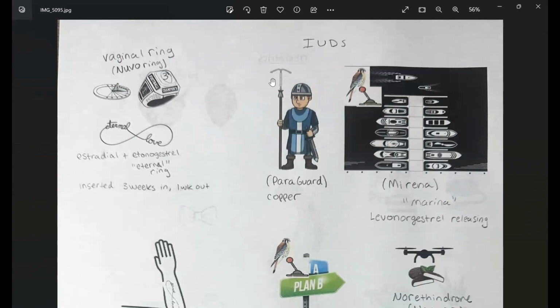Next are IUDs. So you have Paragard. Here's a guard, and he's holding the IUD. This is a copper form, so just imagine that his armor is made of copper. The other type of IUD is the hormonal one, which releases levonorgestrel, shown here, and the brand name is Mirena. I found this picture of a boat marina.